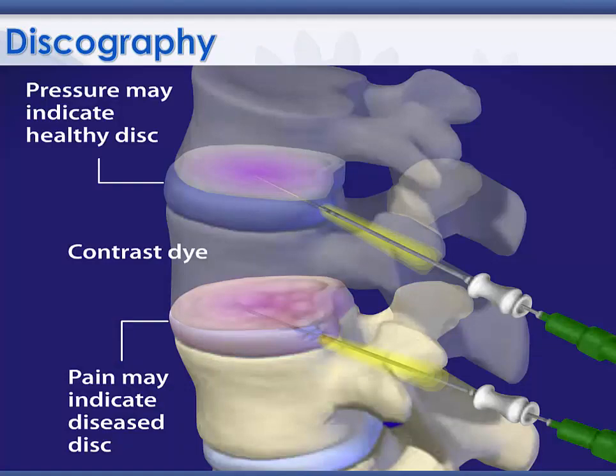Discography, also called a discogram. This is a diagnostic procedure used to determine if one or more discs are the cause of back pain. The procedure involves pressurizing the discs by injecting them with a sterile liquid to induce pain in the affected disc. Remember that they should be up in a reclining position for at least 2 hours.